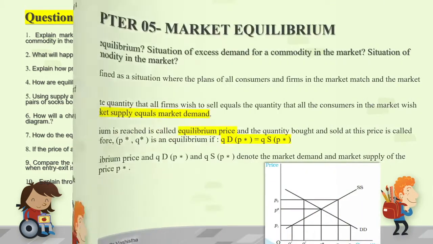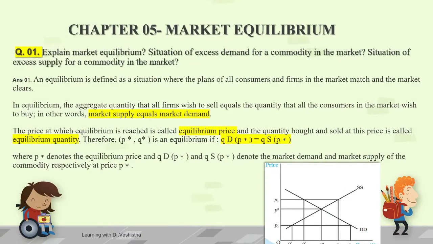So we go. The very first question is: explain what is market equilibrium and what is the situation of excess demand for a commodity in the market. Also, what is the situation of excess supply for a commodity in the market.